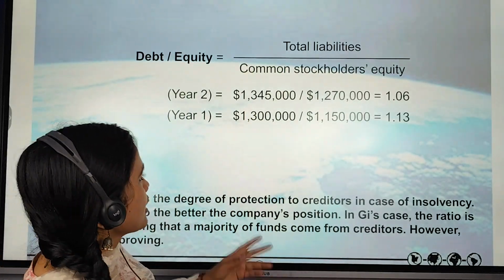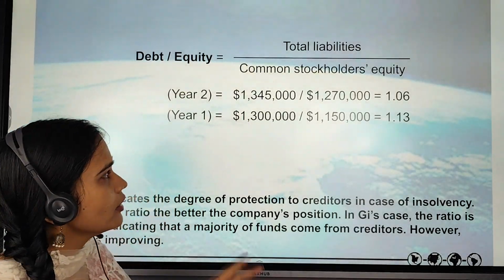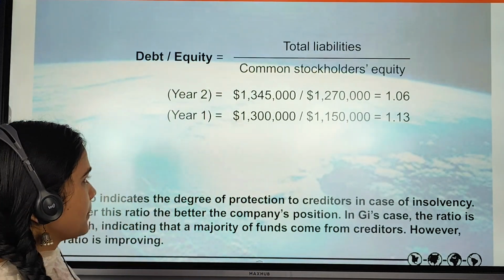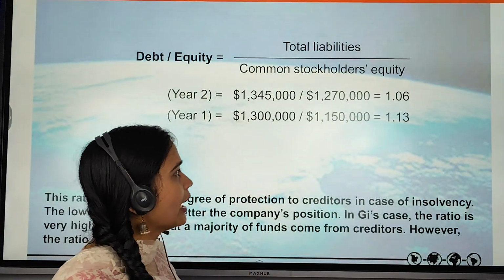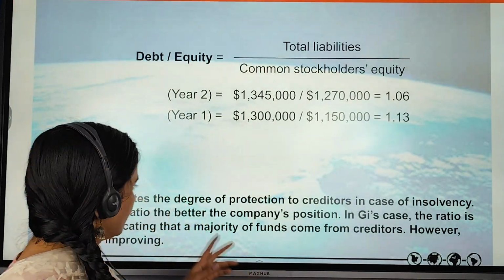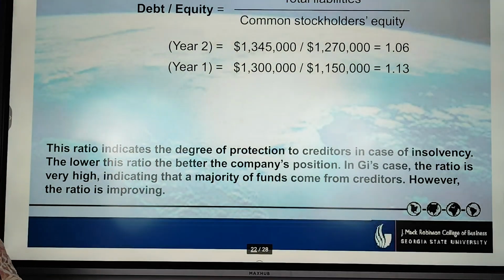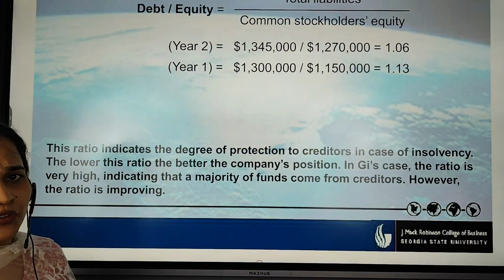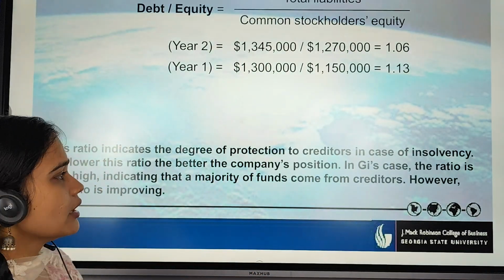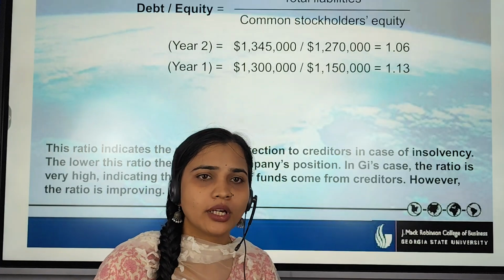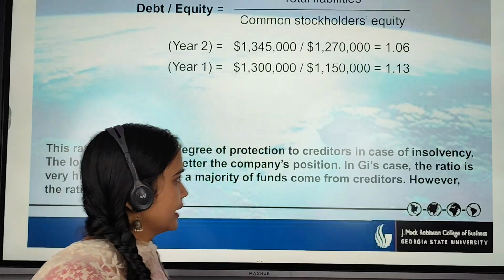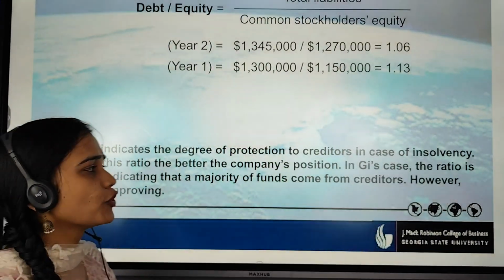In year 2, that is 13 lakh 45,000 upon 12 lakh 70,000, and the answer we are getting is 1.06. The comparison for the first year's data is 13 lakh upon 11 lakh 50,000, and the answer we are getting is 1.13. This ratio indicates the degree of protection to creditors in case of insolvency. For example, if any company is insolvent and unable to pay its debt, this ratio provides shelter for that particular creditor, those who are not able to pay their debt on time. This ratio is better for the company's position.